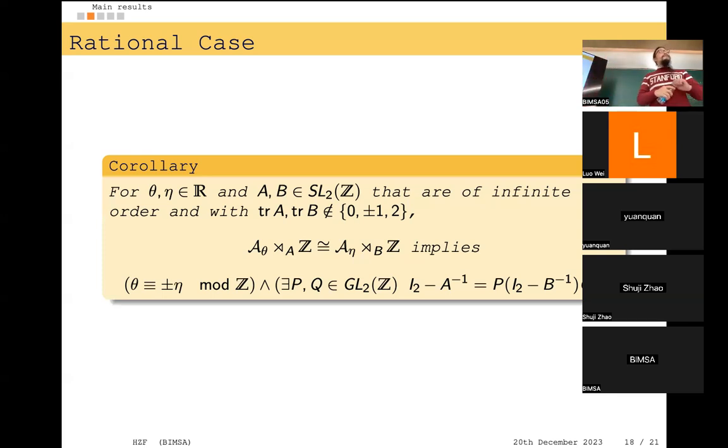Yeah, because trace 2 has a lot of meaning. Oh, really? Yeah, but they have special elements. Yeah. Tell me more about this after. Next, I'm going to ask you a question if this can be generalized to arbitrary surface. Let me finish. Okay.